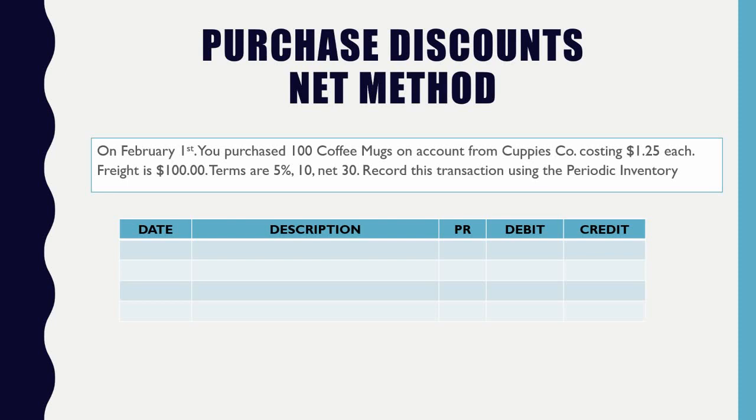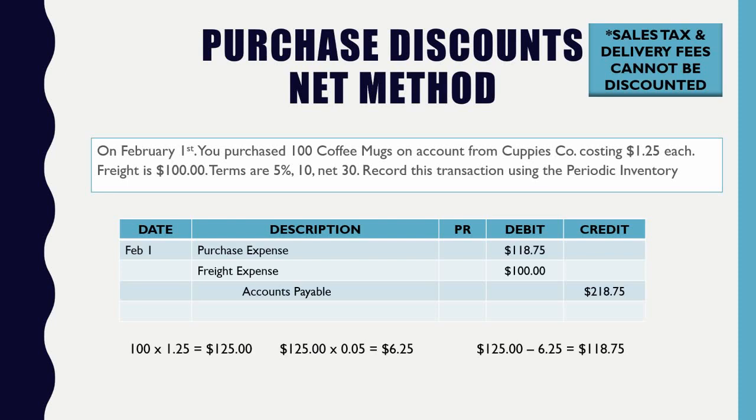So in this case, since I am going to be using the net method, I'm going to record these items at the discounted price. So I'm already going to calculate the discount even before paying. That's the huge difference here, because you're already using the net method, where you're subtracting everything out and assuming what you should owe.